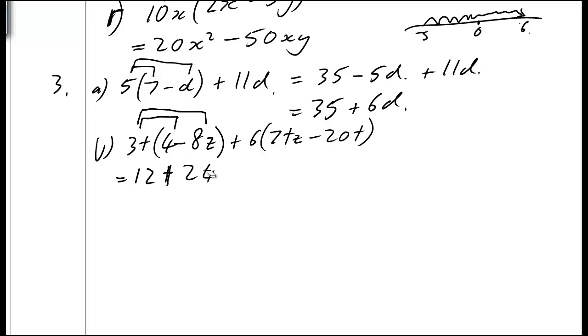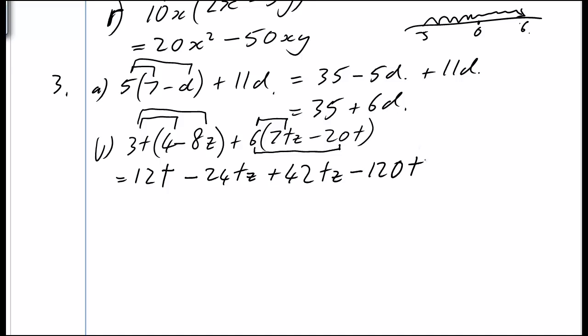So let's just do this a bit more carefully. This is a T. You've got to be careful not to confuse T's with plus signs. So it's going to be take 24TZ. Now over here, that times that. 6 6s are 36, 6 7s are 42, so it's going to be plus 42TZ. That one times that one. 6 times negative 20 is negative 120T.